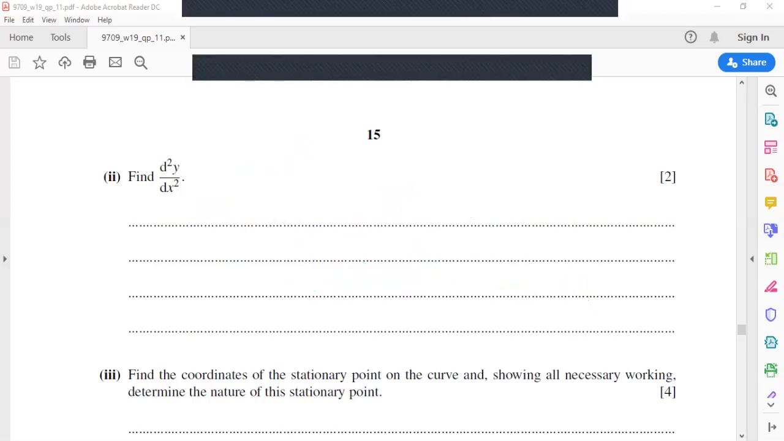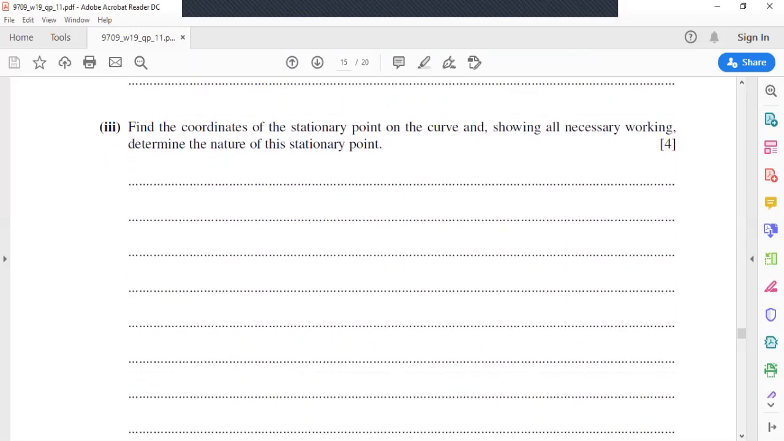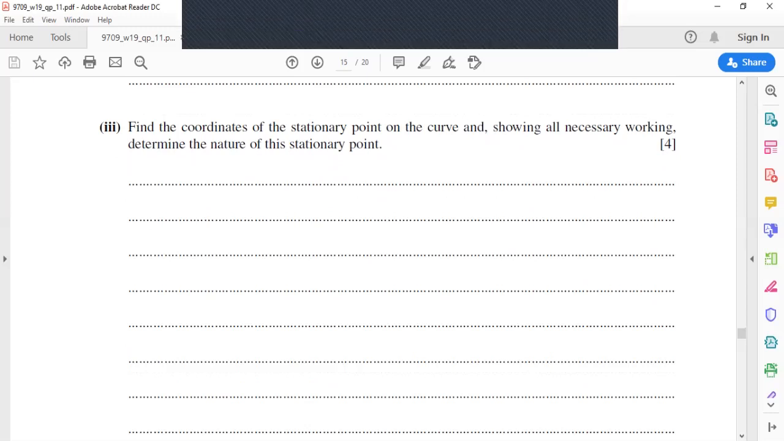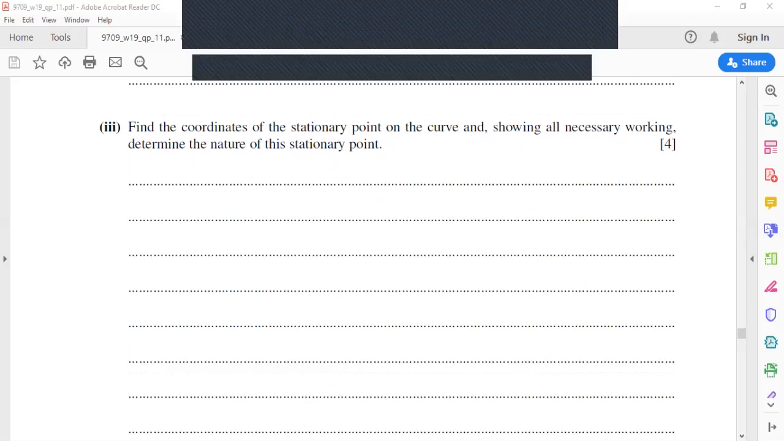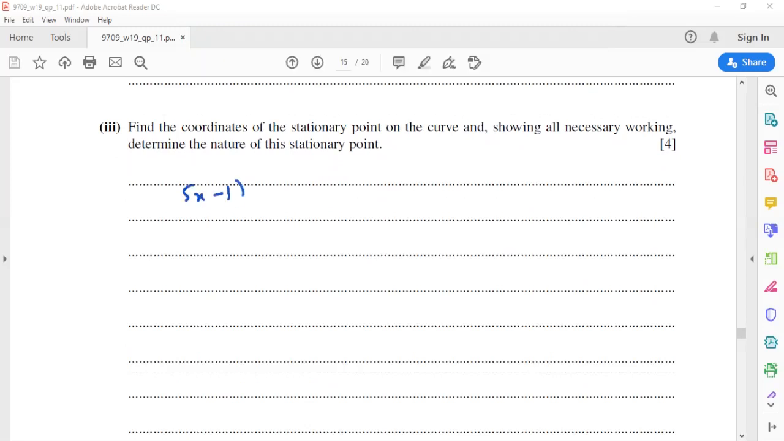Now, let's go for the next part. Find the coordinates of the stationary point on the curve and find its nature as well. For the coordinates of the stationary point, we have to place dy by dx equal to 0. And dy by dx was (5x minus 1) power half minus 2, so let us place it equal to 0. So (5x minus 1) power half is equal to 2. By taking the square, 5x minus 1 is equal to 4. So 5x is equal to 5, so x is equal to 1.